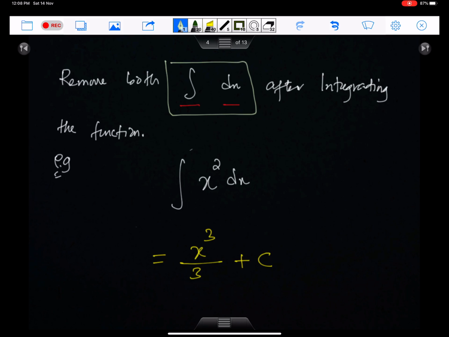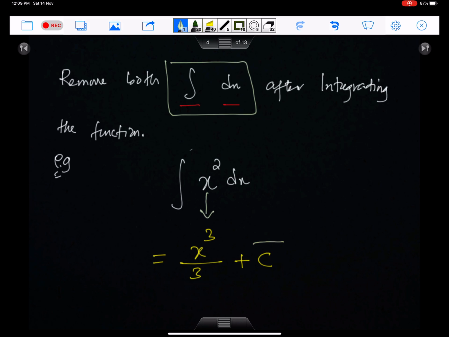For example, over here, this will become x cube over 3. So after integrating x square, we remove both sign of integral and dx. So please remember this. Always remove the sign of integral and integral operator as soon as you integrate the function.